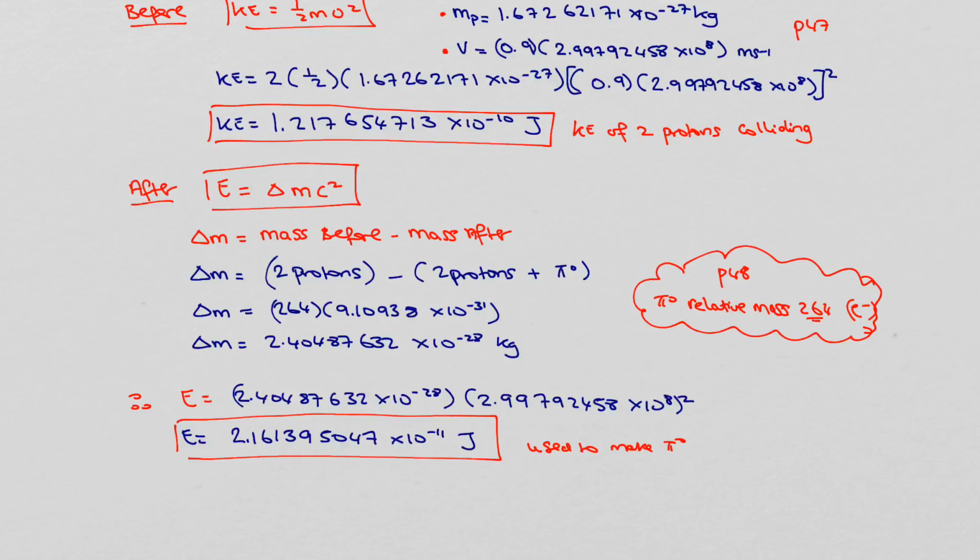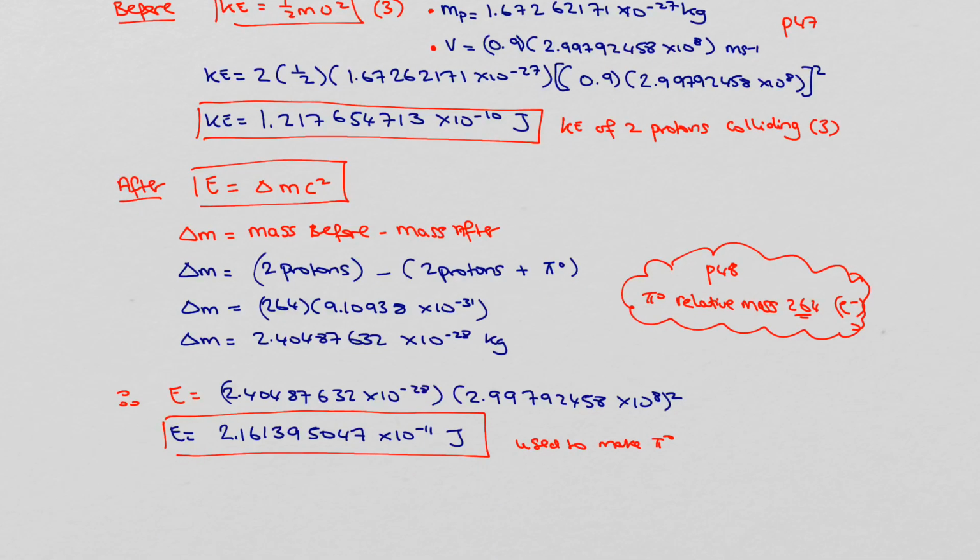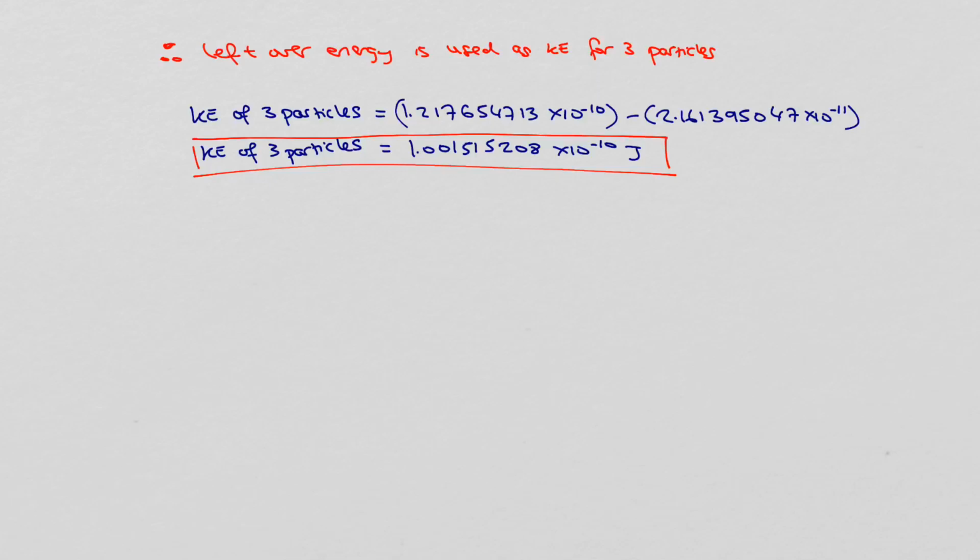Okay, so what were the marks then for the calculation? So we had 3 for our half mv squared, so for the actual formula. We had 3 for getting the energy beforehand. We had 3 for getting the energy after, so for setting up our energy after. And then 3 for getting your answer. Okay, so we had 12 marks in total for your calculation.